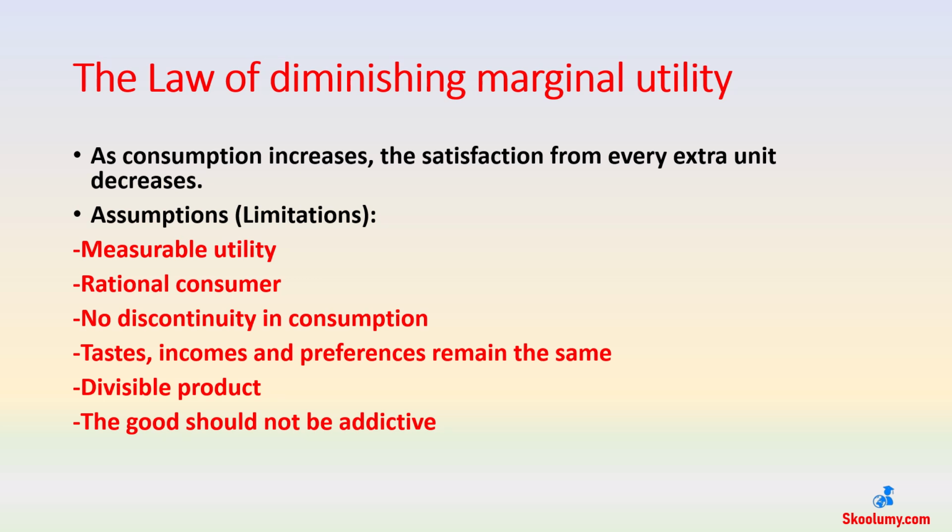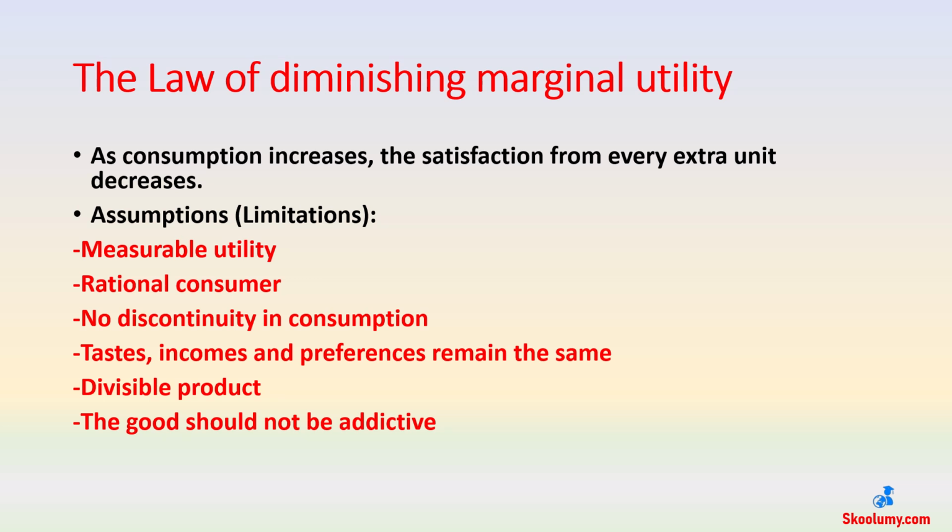Number 1. Utility can be measured in quantitative units. Number 2. Consumers are rational as they seek to maximize their satisfaction. Number 3. Consumption must be continuous. There must not be a time gap for the law to be true. Number 4. Tastes, incomes and preferences remain the same throughout the period.